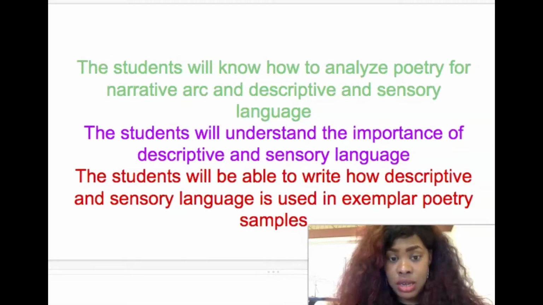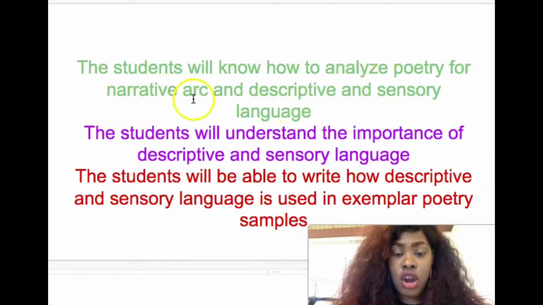So at the end of this lesson, you will know how to analyze poetry for narrative arc and descriptive and sensory language. You will understand the importance of descriptive and sensory language, and you will be able to write how descriptive and sensory language is used in exemplar poetry samples.